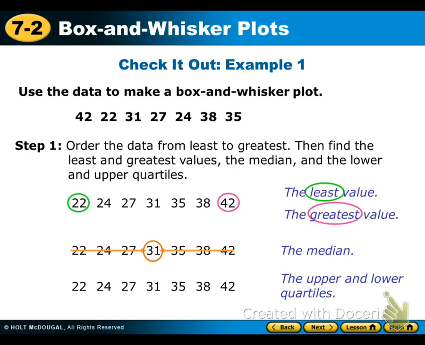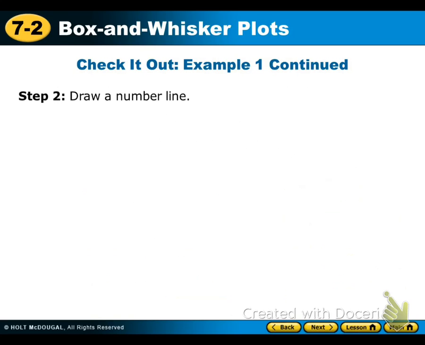Now we have our upper and our lower quartiles. Now we need to find the median of each of our quartiles. 22, 24, and 27. What is our median between those numbers? And 35, 38, and 42. 24 is the median, and 38 is the median of our upper quartile. So we have 24 is our lower quartile's median, 38 is our upper quartile's median, and 31 is the entire data set's median. Let's see what that looks like on a number line.